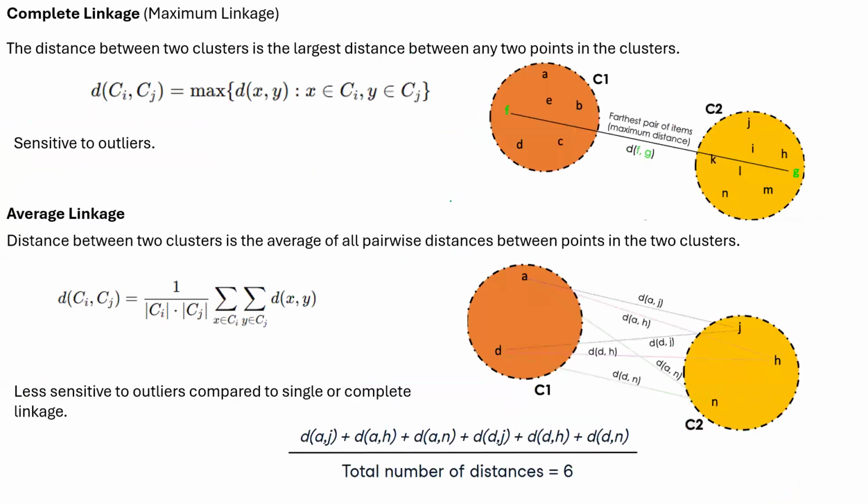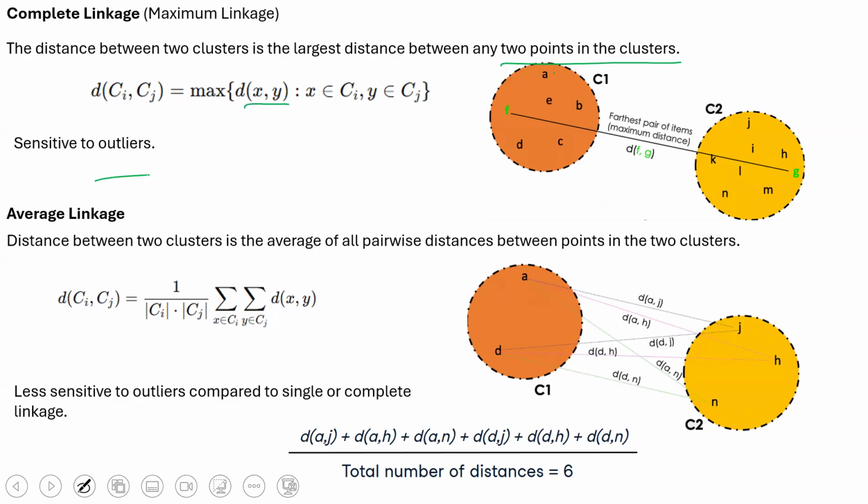The second type of linkage function is complete linkage. Complete linkage means maximum. It is the opposite of single linkage. Single linkage considers the smallest distance between the points in the two clusters, whereas complete linkage means the distance between the two clusters is the largest distance between any 2 points in the clusters. So calculate the distance between every 2 points, and the maximum of all those distances would be the complete linkage distance.